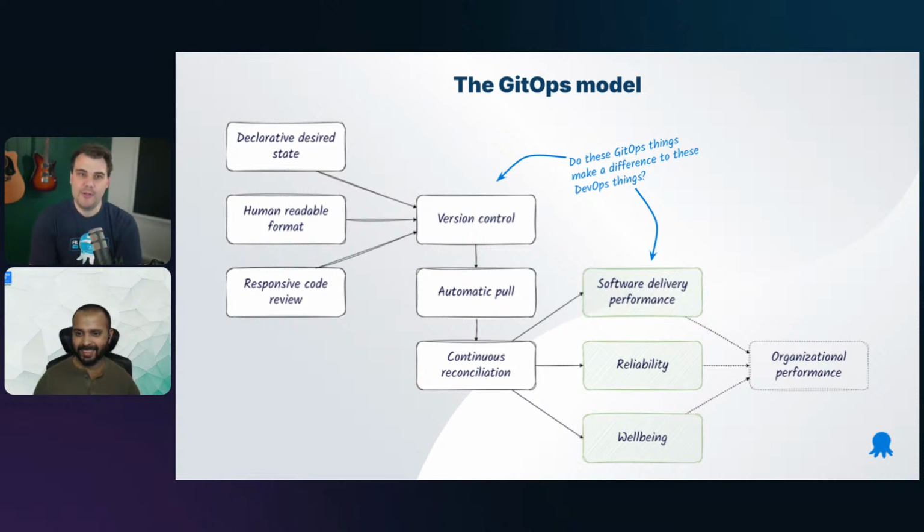Now, what we did at Octopus when we went through this data, we started with those foundations. And on this screen here, you see 6 white boxes on the left-hand side. And those are those 4 GitOps principles. We added a couple of others as well.